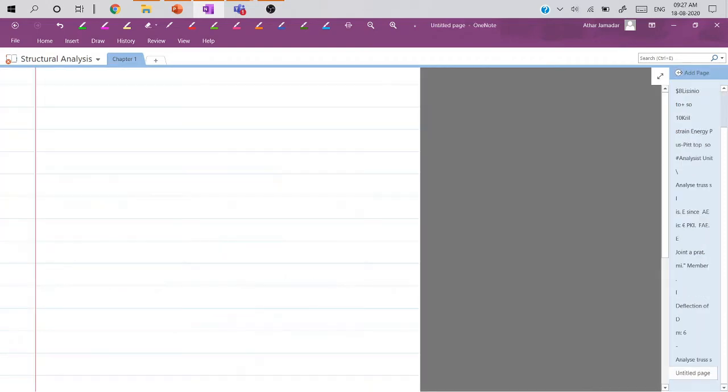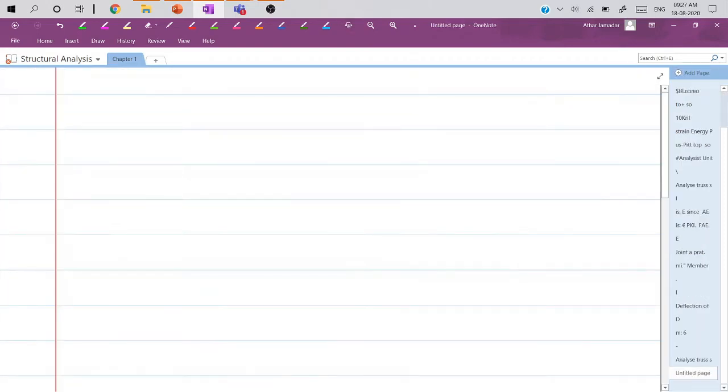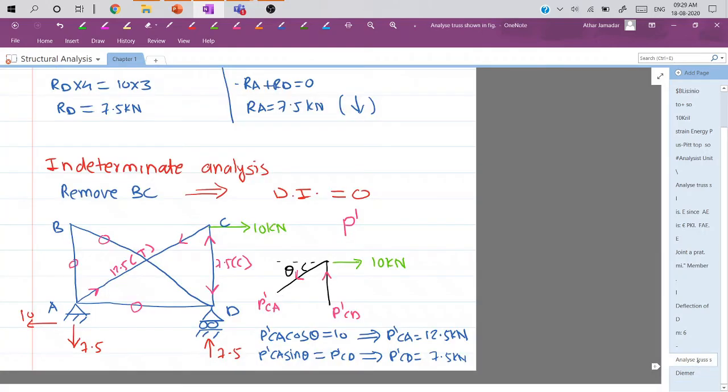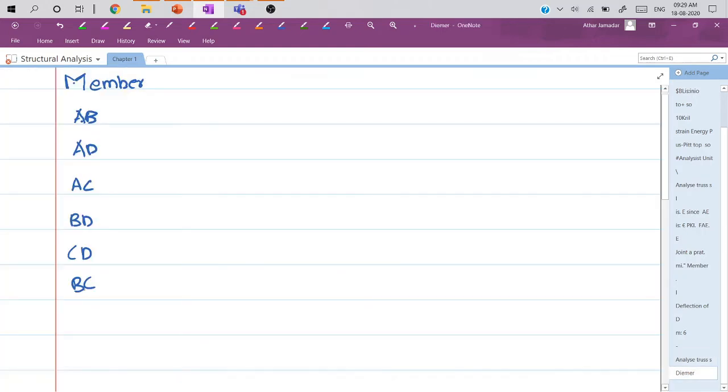Now what we will do is draw one table, and the last member will be our removed member. Whatever member we have removed from this truss, we will write down at the last. Since we removed member BC, we will write that here at the last. So all the members I have written.